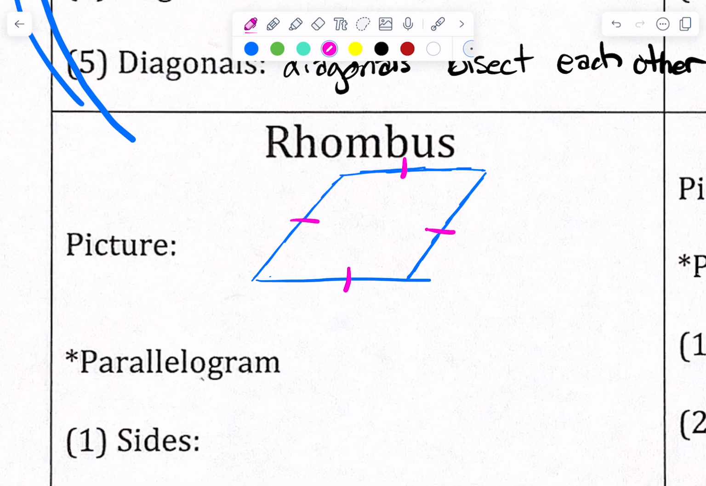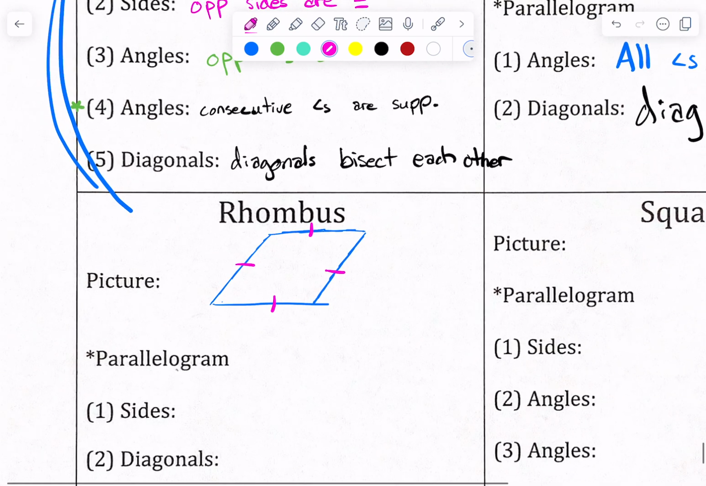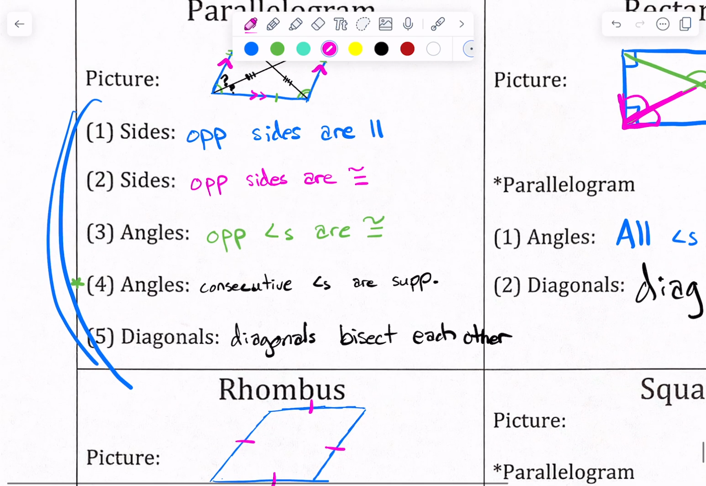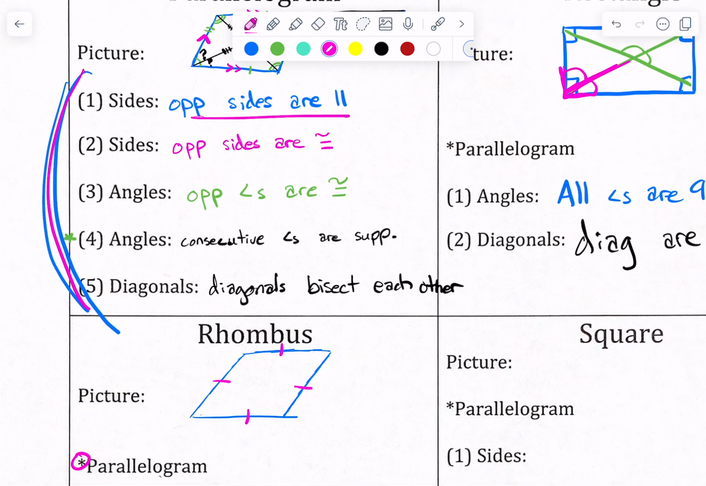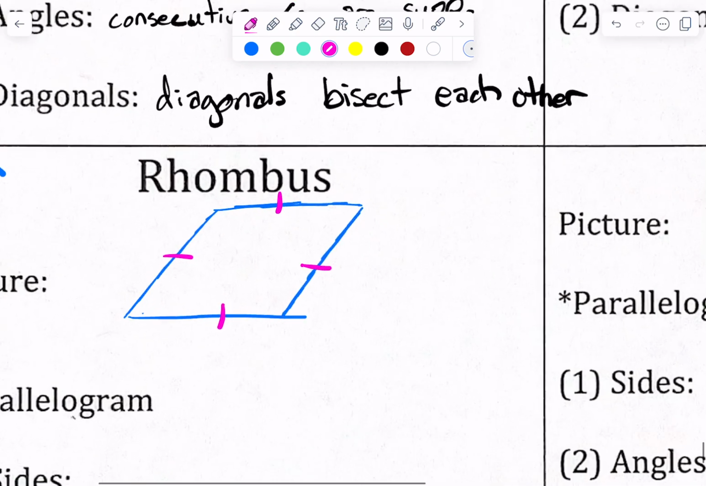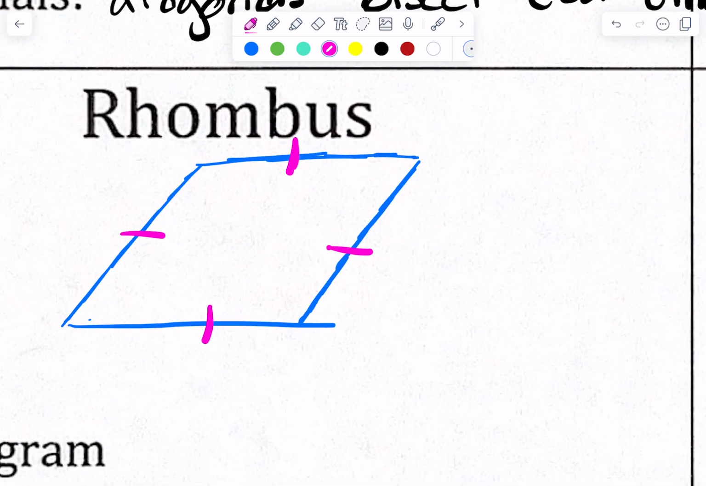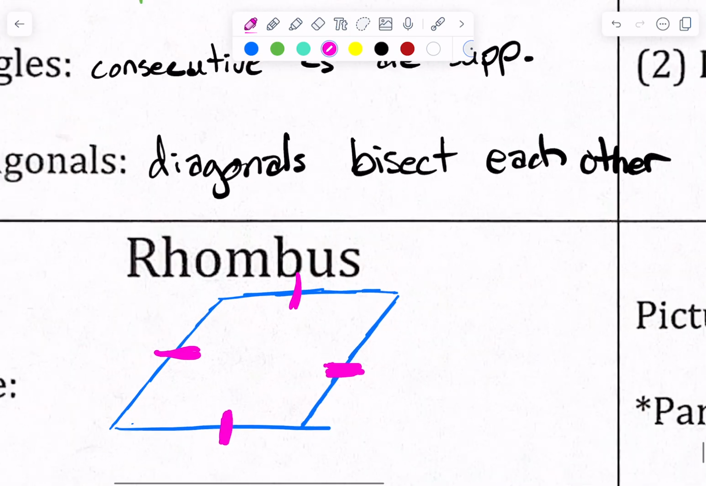Okay, so a rhombus is a parallelogram. We have that star there, which means all of these things apply. So here we go. The opposite sides are parallel in a rhombus, yeah? The opposite sides are congruent. Now, we're going to write this down here in just a second. Not only are the opposite sides congruent, but all 4 of them are congruent, yeah? So it's better than a parallelogram in that sense.